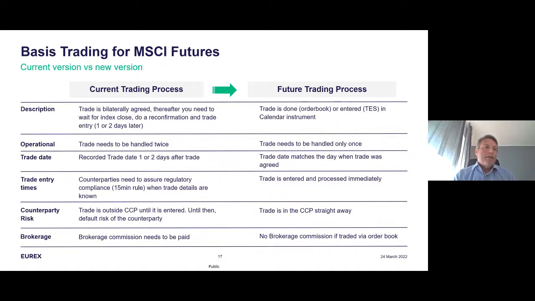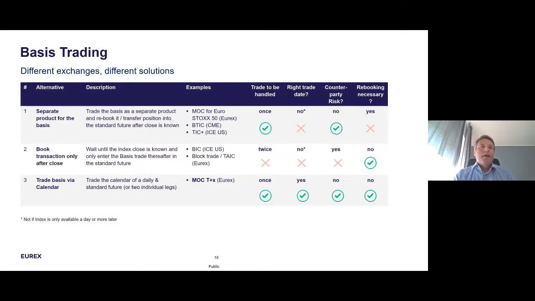The last slide just highlights again the different approaches for basis trading which are out there, also on other exchanges. So the first two solutions are the ones we have so far. Number two is what I just described, the current practice also on Eurex. You wait until the index close is known, and only thereafter can you add the index close to the basis and enter that into the standard future. As I mentioned, with all the pros and cons you see on the right-hand side, this is not ideal.